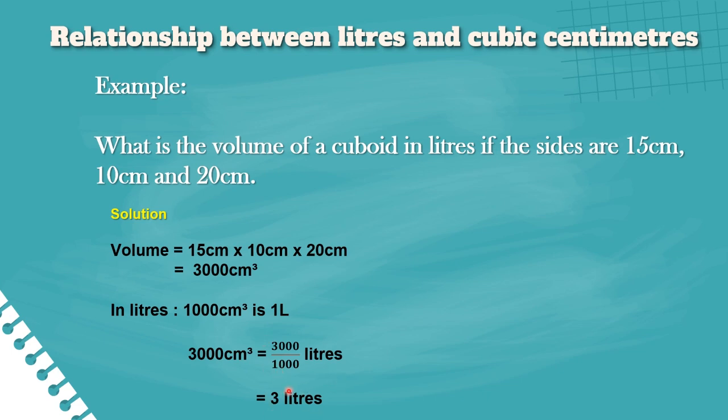So anytime you are being told to find the volume of a cuboid in liters, you first of all multiply the 3 dimensions to get the answer in centimeter cube. After getting the answer in centimeter cube, you go ahead and divide by 1000. That's going to get you your answer in liters.